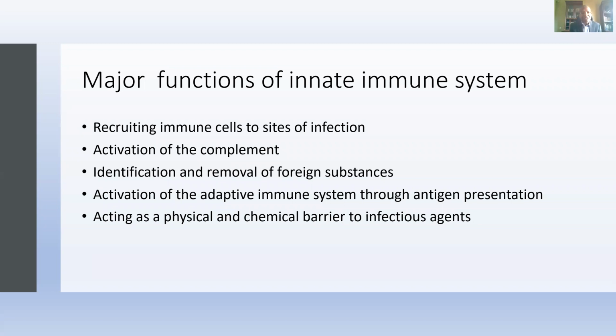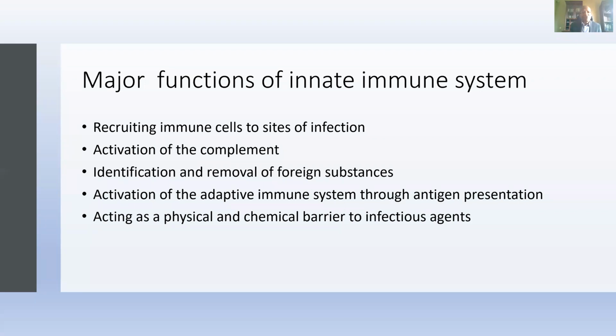How do they do that? They do that through cytokines. The cytokines which will be generated are the ones involved in the recruitment and travelling of those cells to the site of infection. The second one is activating the complement system, especially the alternative and lectin pathways. The third one is that they need to identify and remove the substance which is trying to enter.